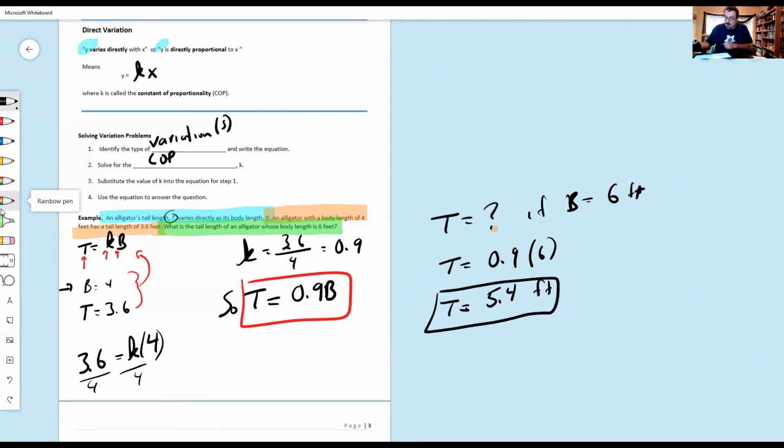So there's our answer. Now, if you want to be clear, that means the alligator's body is 6 feet long, and the tail is 5.4 feet long. So it's almost an 11.5 feet long alligator. So that's a pretty big guy.